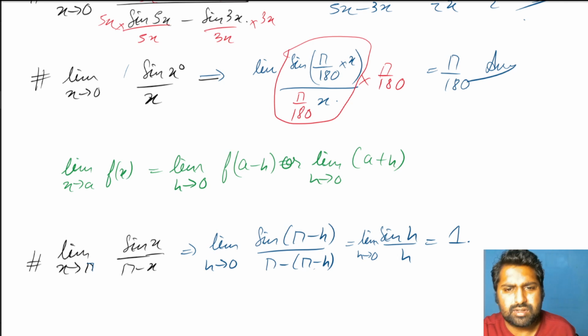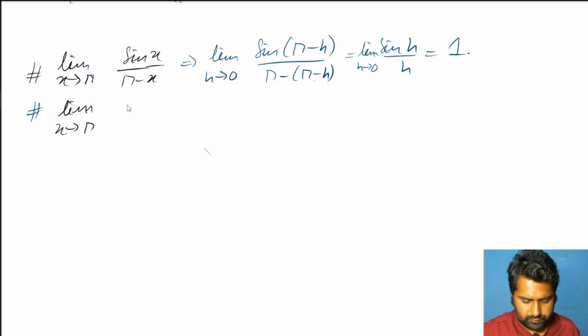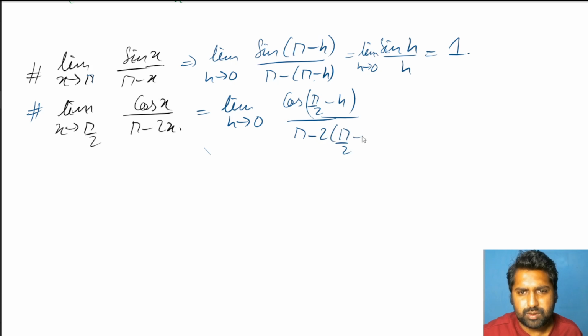Let's see a few more questions based on this so that you get comfortable. Limit x tends to pi by 2 of cos x upon pi minus 2x. Convert it first of all in terms of h: limit h tends to 0, replace x with pi by 2 minus h. So cos of pi by 2 minus h upon pi minus 2 into pi by 2 minus h.